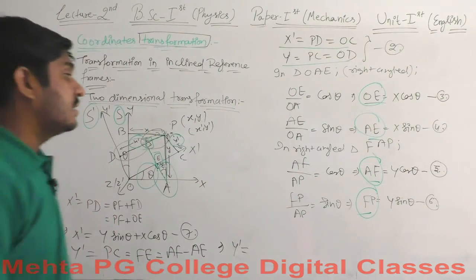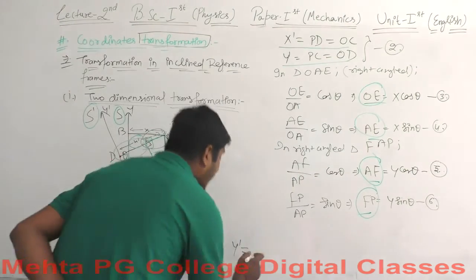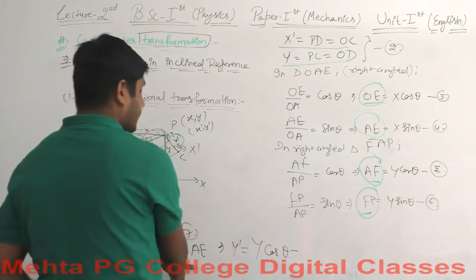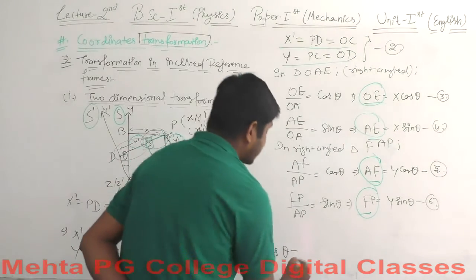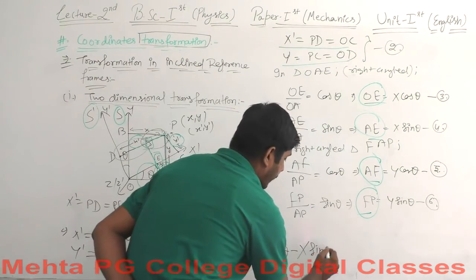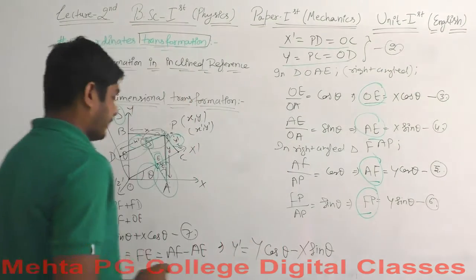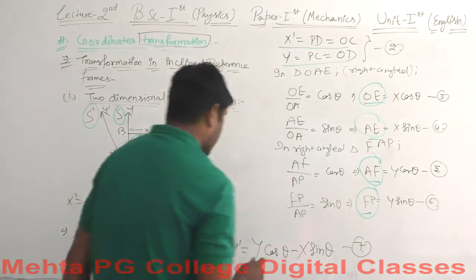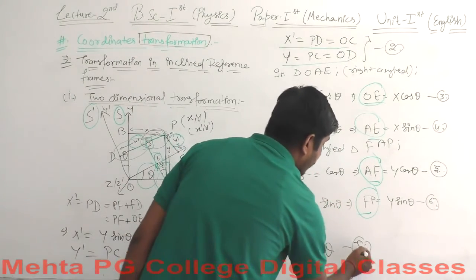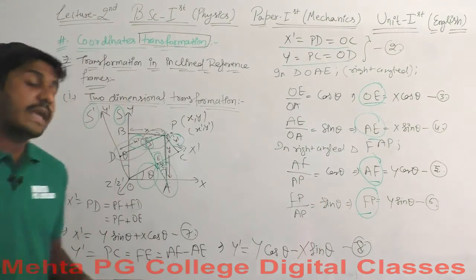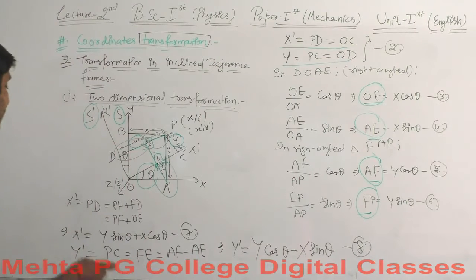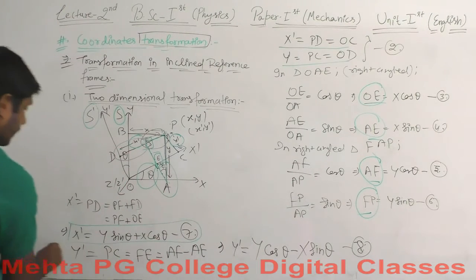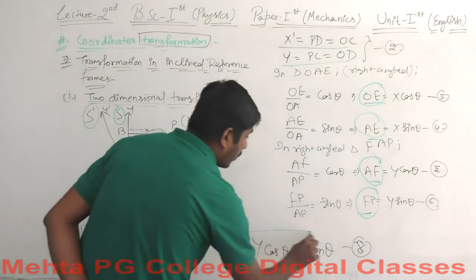AF is equal to y cos theta minus AE, which is equal to x sin theta. This is equation 8. So we have found the translation for displacement. This is the value x dash and this is for the value y dash.